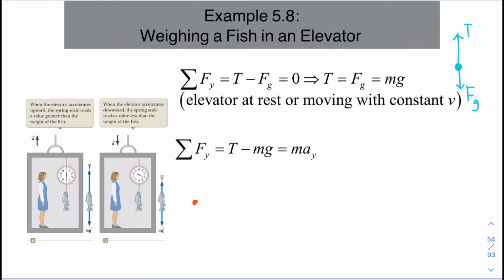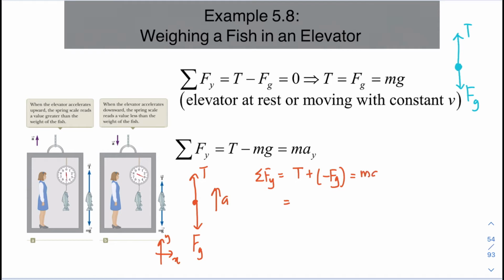Now if it is moving upward, we have T upward, we have Fg downward, and we have A upward. Always remember our setting: upward as positive y, to the right as positive x. So if we do summation of Fy, what do you have along y? You have positive T plus negative weight because it's downward, equivalent to MA, and our A here is along y.